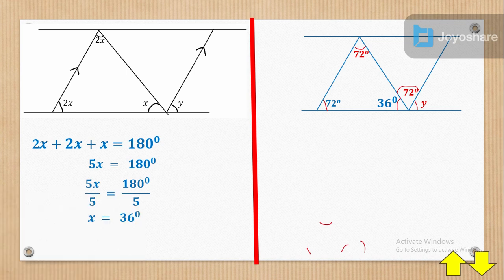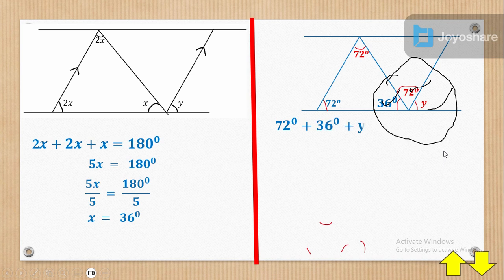Now, what must we see here in the end? These are angles on a straight line, meaning that 36 plus 72 plus y gives us 180 degrees. Reason: angles on a straight line. So 72 plus 36 plus y gives us 180 degrees. When calculating like terms to find the value of y, we shall now come up with that.